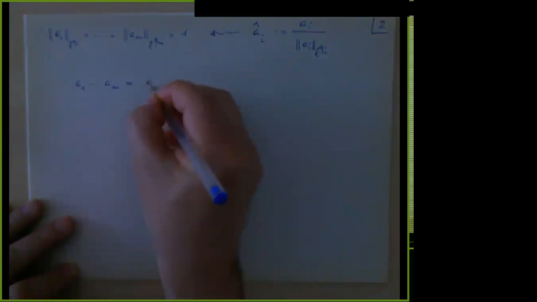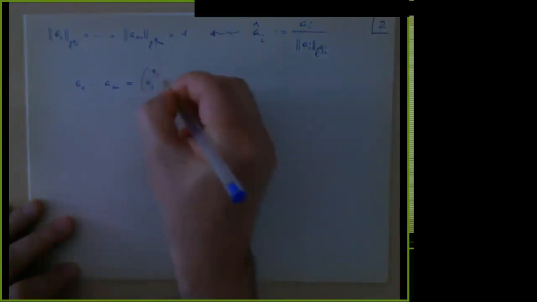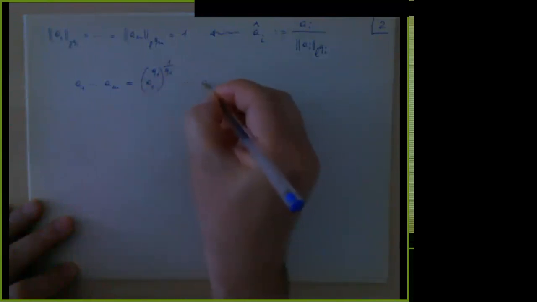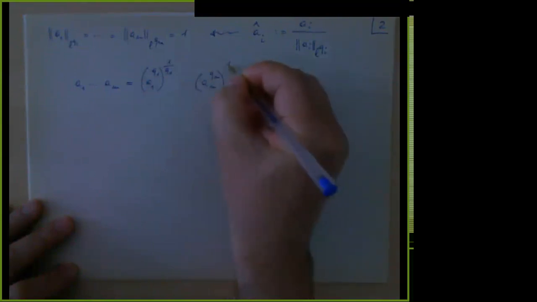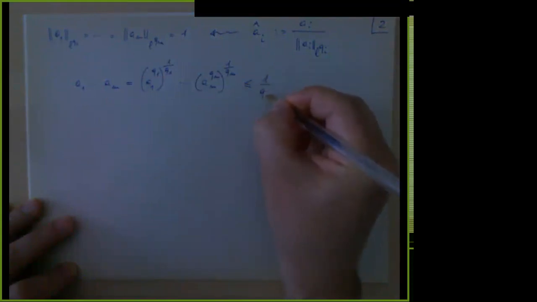And the way is this. First we do A1 to the Q1, and then this we write to the power 1 over Q1. So we have done absolutely nothing other than a rewriting, but this is the correct rewriting in order to use the AM-GM inequality, because the sum of the exponents is 1. And what do we know about this? Well, the AM-GM tells us that this is less or equal than exponent times the argument, so 1 over Q1 times A1 to the Q1, plus up to 1 over QM times AM to the power QM.